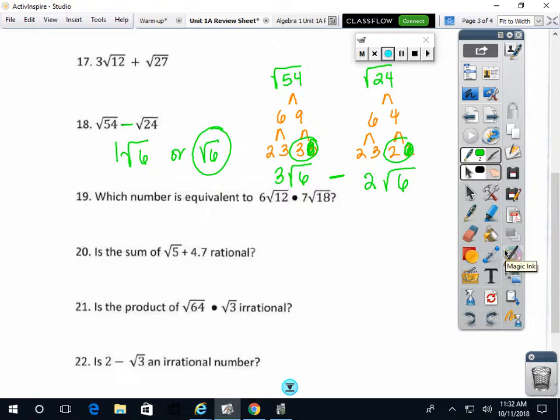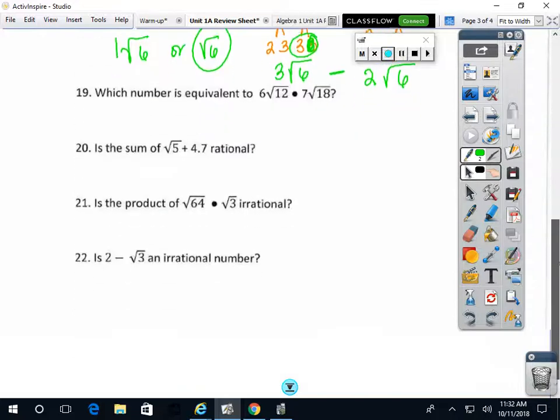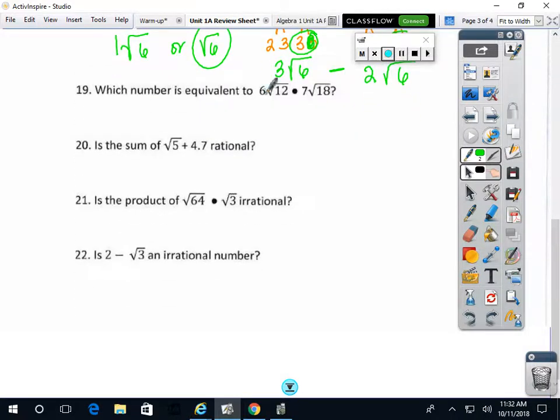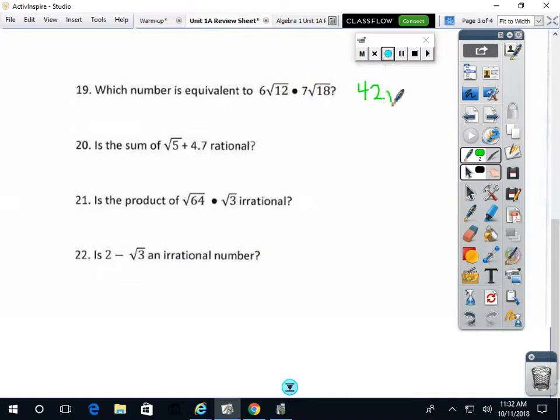All right, number 19. Which number is equivalent to 6 square roots of 12 times 7 square roots of 18? Can we multiply them? Yes. Multiplying rules are different. With multiplying, they do not have to match. You multiply the outside numbers together first. What's 6 times 7? 42. Then you multiply the inside numbers together. What's 12 times 18? Right, just use your calculator. That's why I give you a calculator.